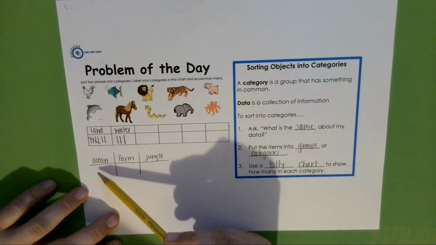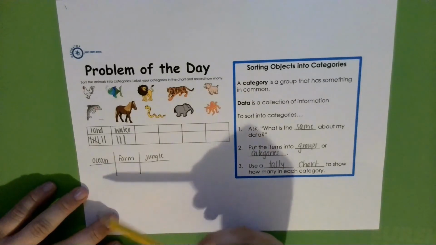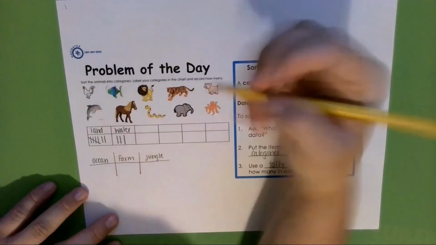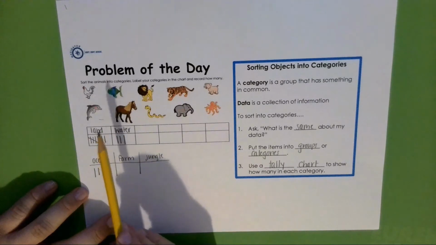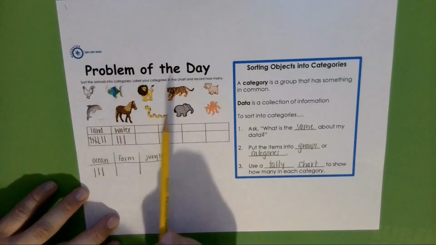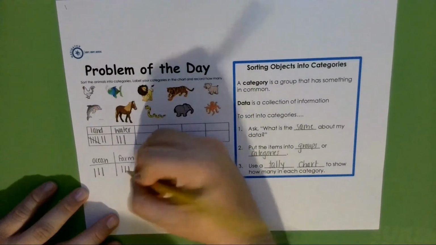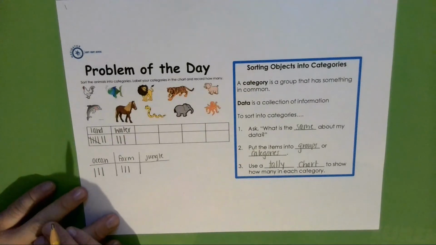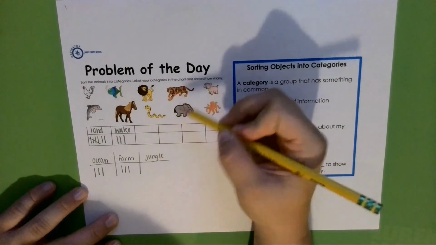How many tallies should we put under ocean? Say it out loud. I bet you said 3 because the fish, the dolphin, and the octopus all live in the ocean. How many tallies should we put under farm? Say it out loud. I bet you said that we should put 1, 2, 3 tallies under farm for the chicken, the horse, and the pig. And how many tallies should we put under jungle? Say it out loud. I bet you said 4, because we have the lion, the snake, the tiger, and the elephant.